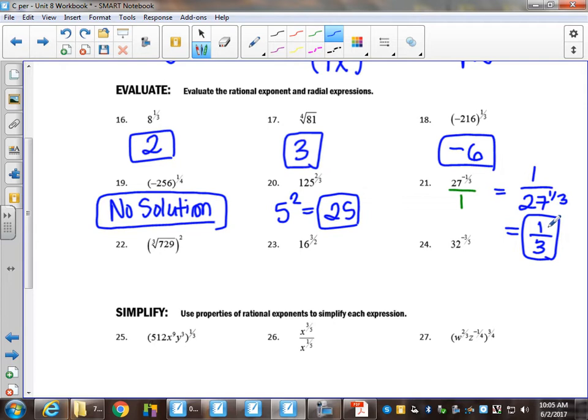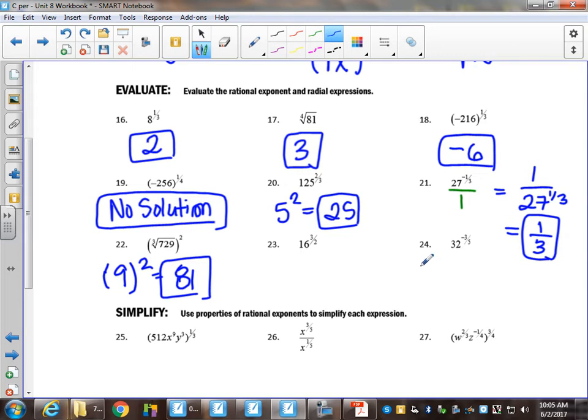Go ahead, Jeffrey. How do you get that? Is he right? No. Can you raise your voice? Oh, 144. He says 144. For number 22. Let's help him out. Let's check. Let's see if we're right or not. What's the third root of 729? 9. All right.